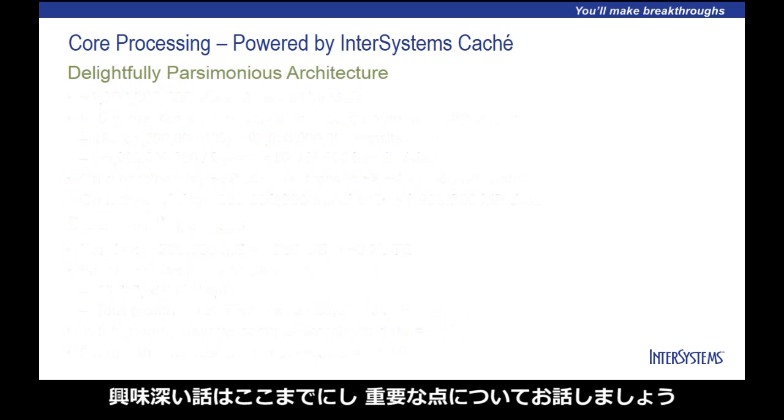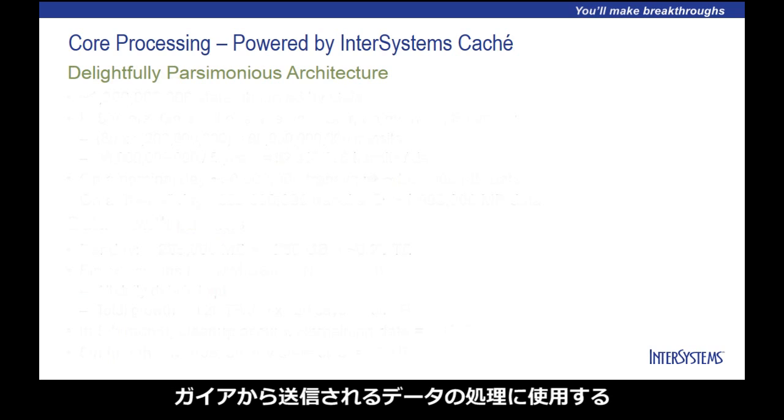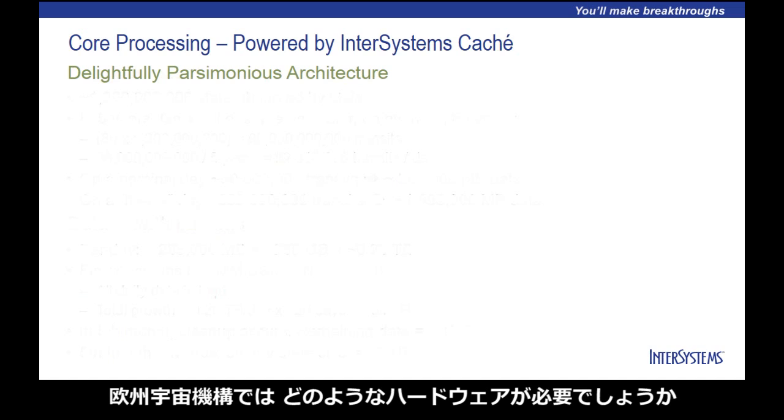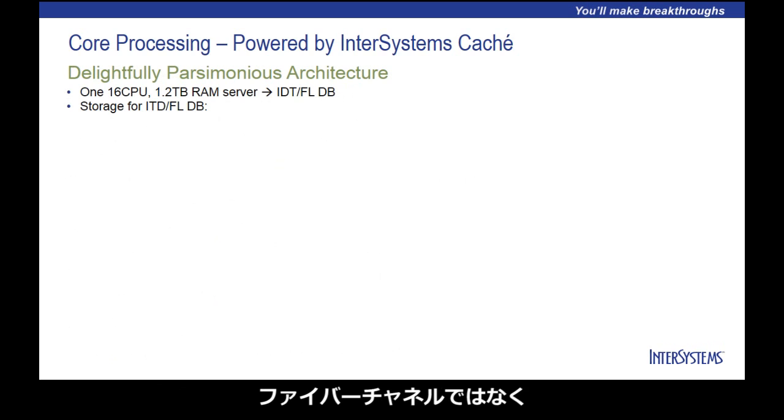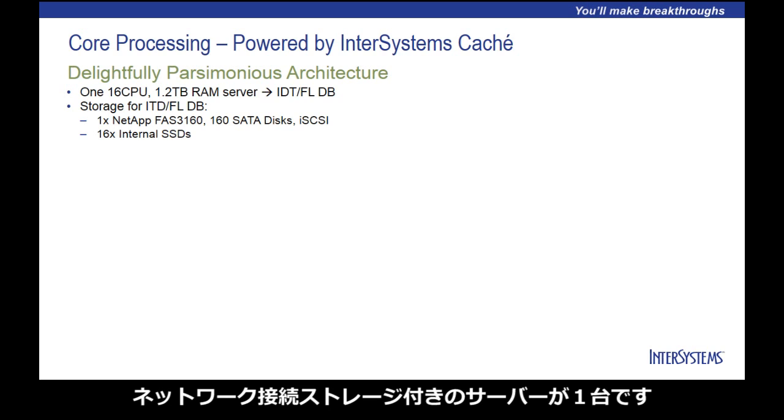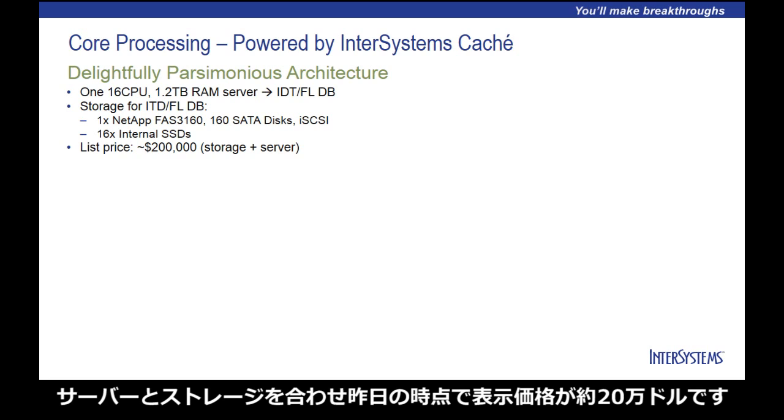Okay, so we talked about all of these fascinating things. Now let's talk about the important stuff. What kind of hardware does it take for the European Space Agency to run the software for processing all this data from Gaia? Let's take a look. It takes one database server with network attached storage, not Fiber Channel, whose list price as of yesterday when I looked was around $200,000 US. That's for the server plus the storage.